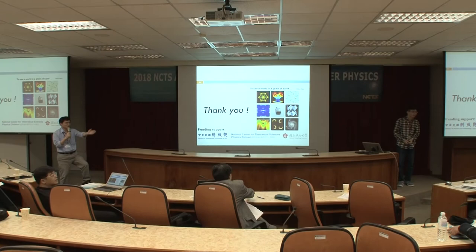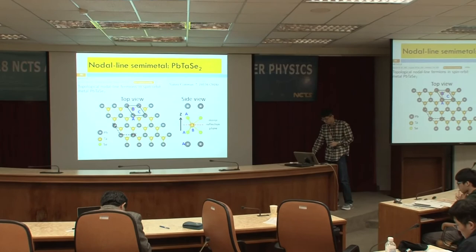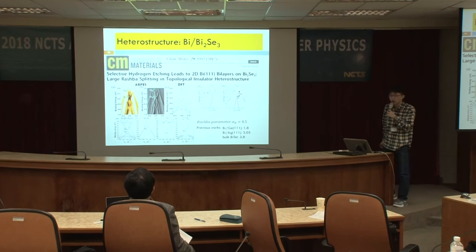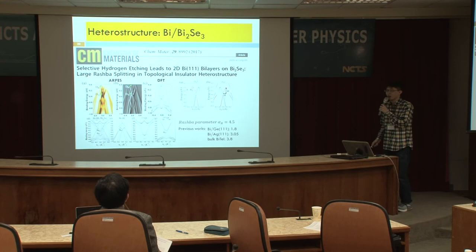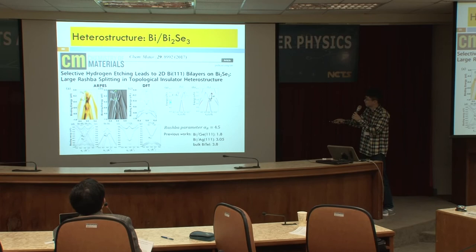You showed us a large Rashba effect of bismuth on a topological insulator surface in one direction. I just wonder, does the Fermi level cut through this Rashba Dirac point? No. The Fermi level is here. Above the Dirac point? Yes. So the Rashba spin-split band is slightly above the Fermi level.